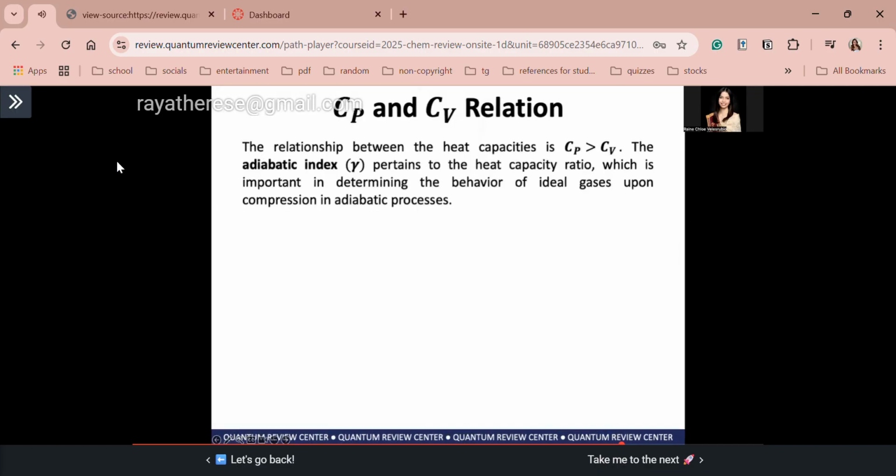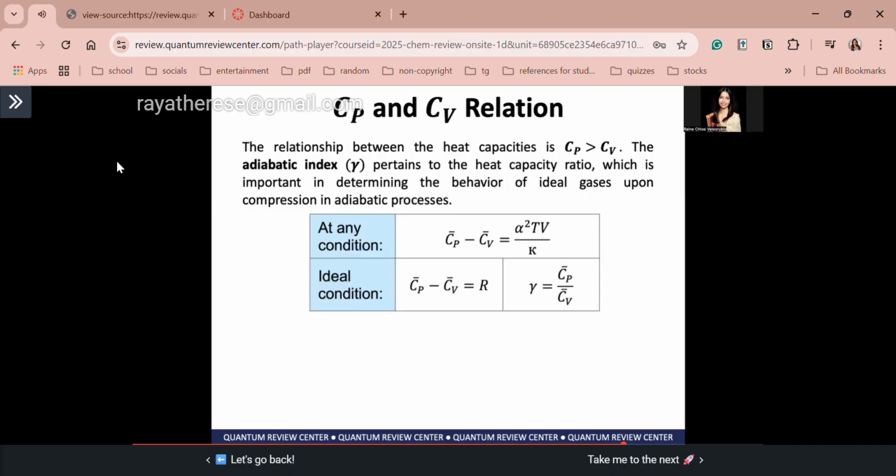Now, the relationship between the heat capacities is generally that the heat capacity at constant pressure is greater than the heat capacity at constant volume. The adiabatic index gamma pertains to the heat capacity ratio, and it is important in determining the behavior of ideal gases upon compression in adiabatic processes. At any condition, guys, this is the relation of Cp and Cv, meaning the ideal and real condition: Cp minus Cv is equal to alpha squared Tv divided by kappa. But guys, for ideal conditions, which is usually used in the board exam, it is just Cp bar minus Cv bar is equal to R, where gamma, the adiabatic index or the heat capacity ratio, is equal to Cp over Cv. Remember this, guys, okay?